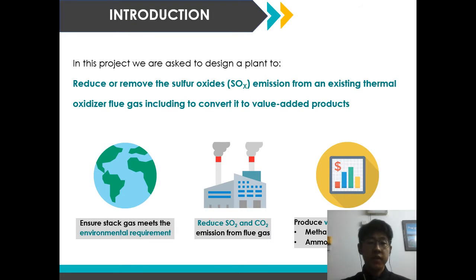Our problem statement is to reduce or remove sulfur oxides emission from an existing thermal oxidizer flue gas and also convert it to value-added products. So our three main objectives are to ensure stack gas meets the environmental requirements, reduce SO2 and CO2 emissions from flue gas, and produce two value-added products, which we have selected to be methanol and ammonium sulfate.